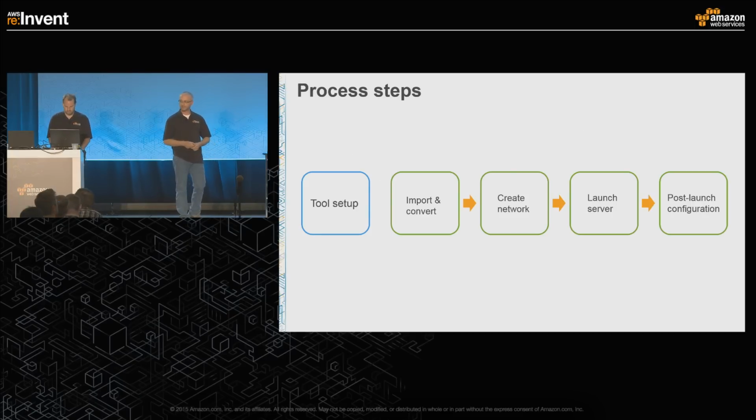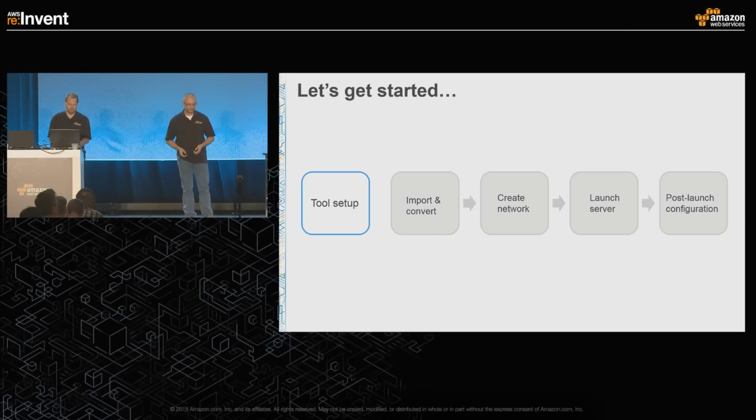So the process steps we're going to go through. First, we're going to do some tool setup. We're going to get the tools for Windows PowerShell installed. Well, they're already installed, but set up and ready to go. And then the actual import and launch is 4 steps: import and convert, create the network, launch the server, do the post-launch configuration. So let's get started with the tool setup. I mentioned that the tools are already installed on the machine that Norm's using.